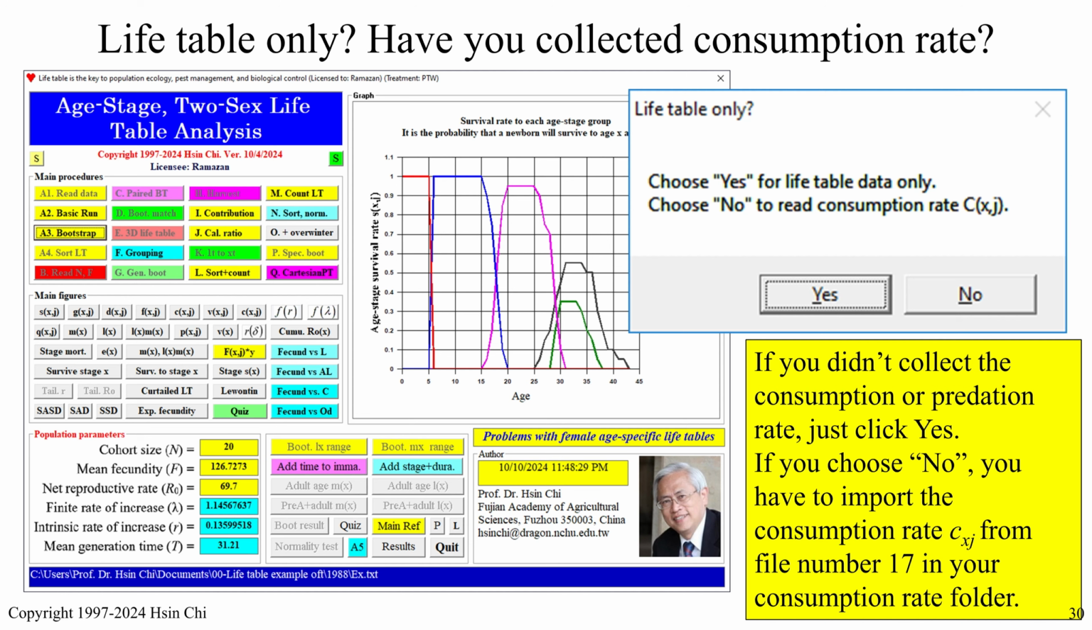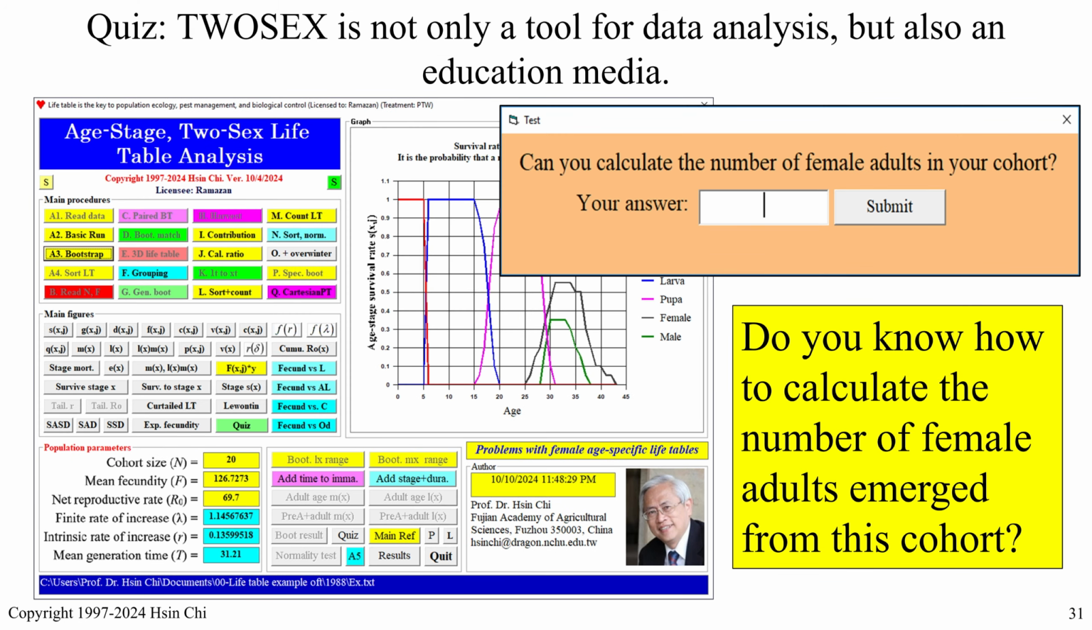The message Life Table Only allows you to incorporate consumption rate CXJ into life table. If you didn't collect the consumption or predation rate, just click Yes. If you choose No, you have to import the consumption rate CXJ from file number 17 in your consumption rate folder. If you see the quiz window, please read the question carefully and write your answer. Then click the Continue button.